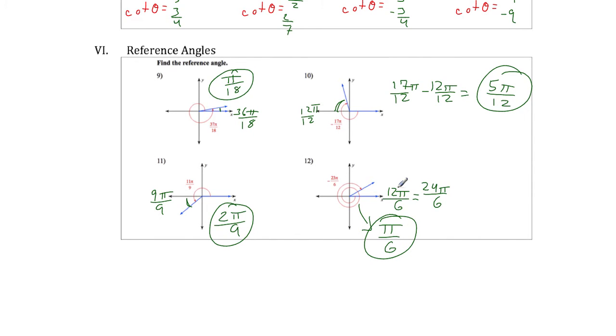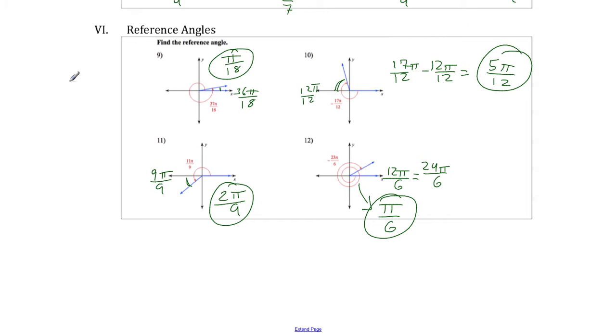Number 12 is a little bit more difficult. It's a little bit more conceptually difficult because it deals with coterminal angles. I will not ask you for more than one revolution on the test. So if you do 9, 10, 11, then you're in solid shape.